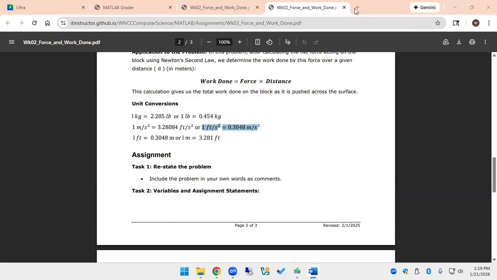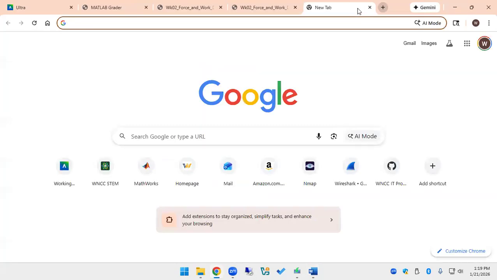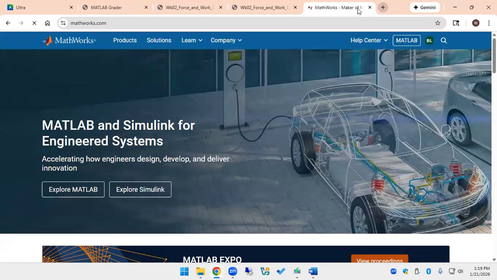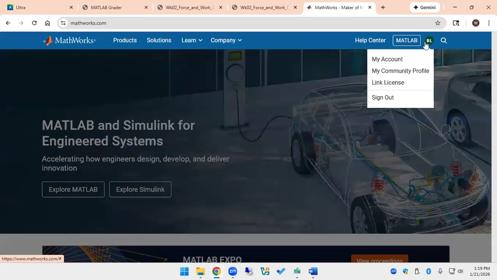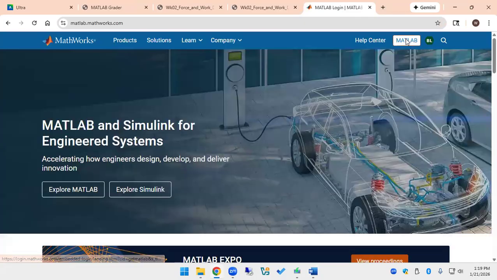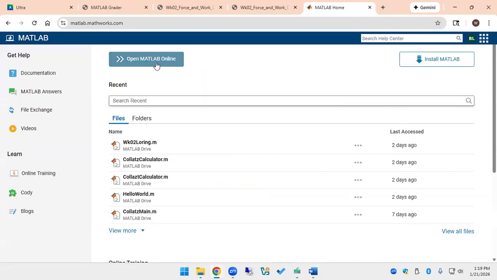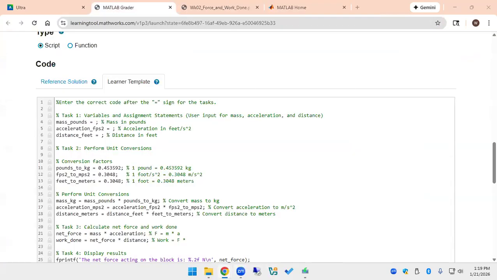So we want to get our MATLAB program going, which is at mathworks.com. If you're already logged in, which you might be if you're on your own laptop, otherwise you'll need to log in. I'm already logged in, so I'm going to go into MATLAB, open MATLAB online, and get back to where we were the other day. I need to find the assignment. Oh, there it is. Otherwise, I won't know what I'm doing. All right, got it.